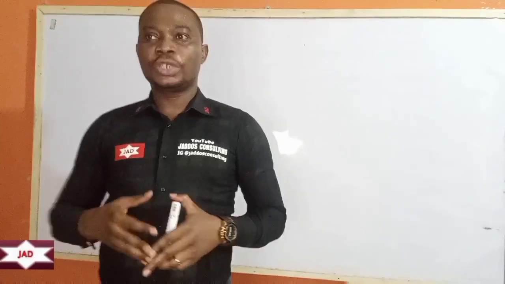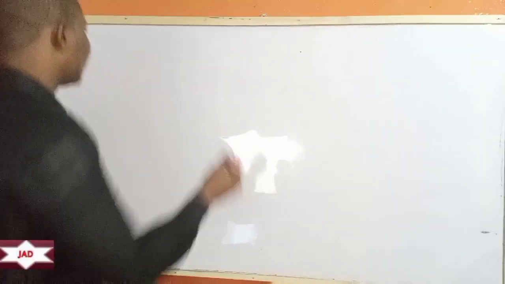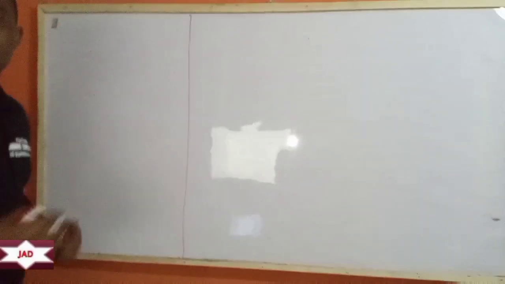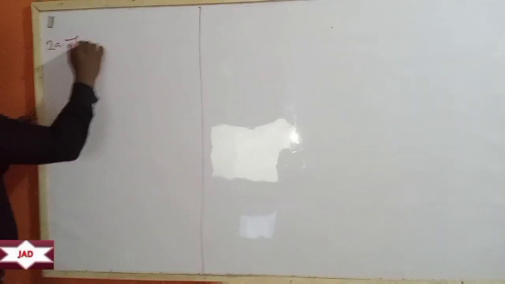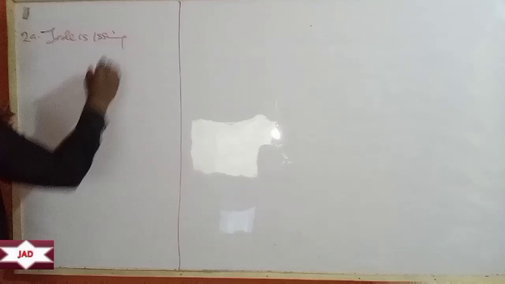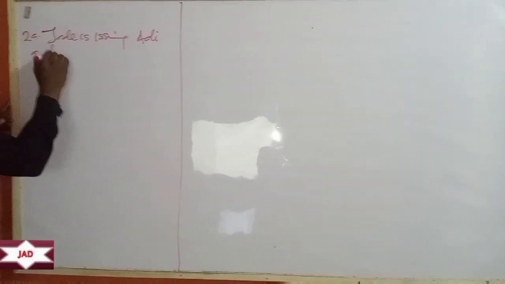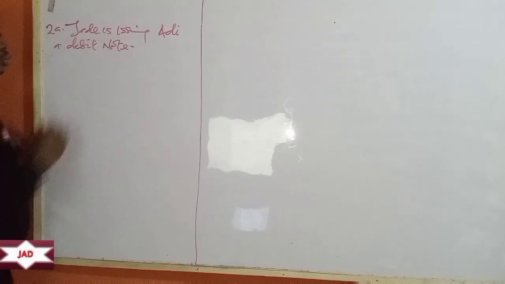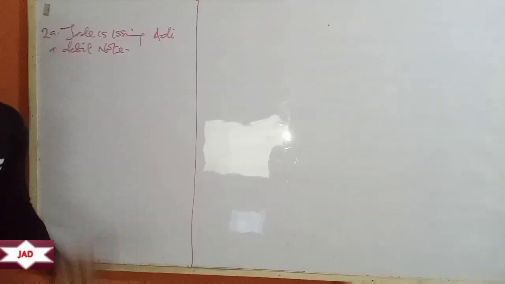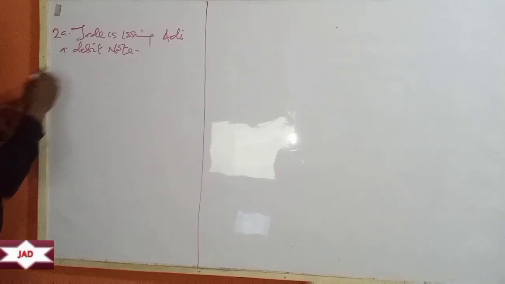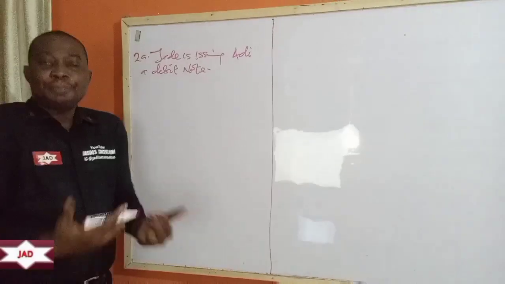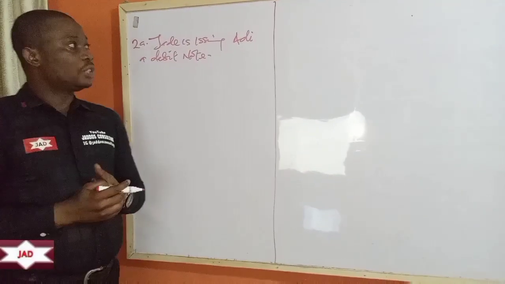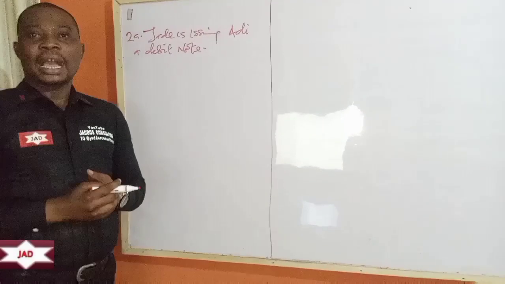So they're asking you now who issued the debit note. So the obvious there is that Jade is issuing Adi a debit note. What for? That's the next one. What is the reason? The reason there is to notify Adi of a possible reduction in what Jade is owing Adi.